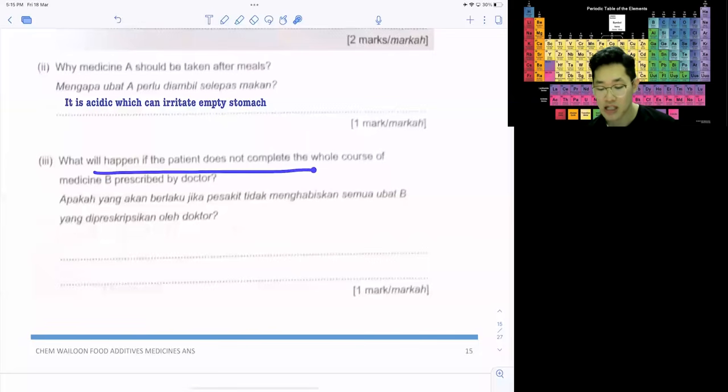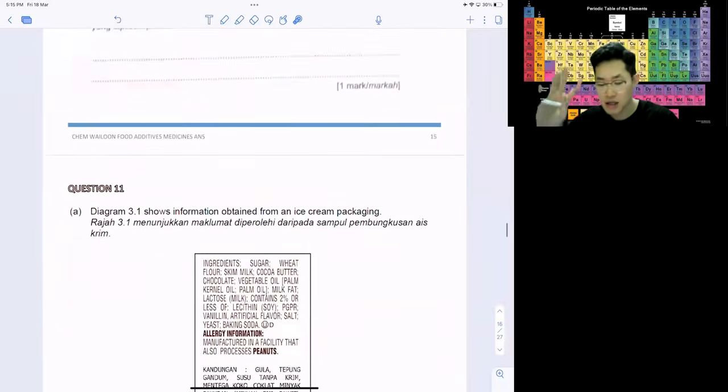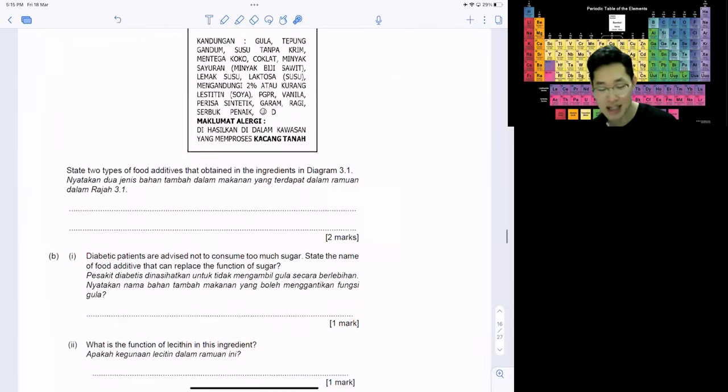What will happen if the patient does not complete the whole course of the antibiotic? The bacteria may become immune to the antibiotic. So you see, very similar one. All the questions, all these past-year ones, they are repeating the same thing. So you have to know the things they will ask you, and then you read that part and memorize that part.